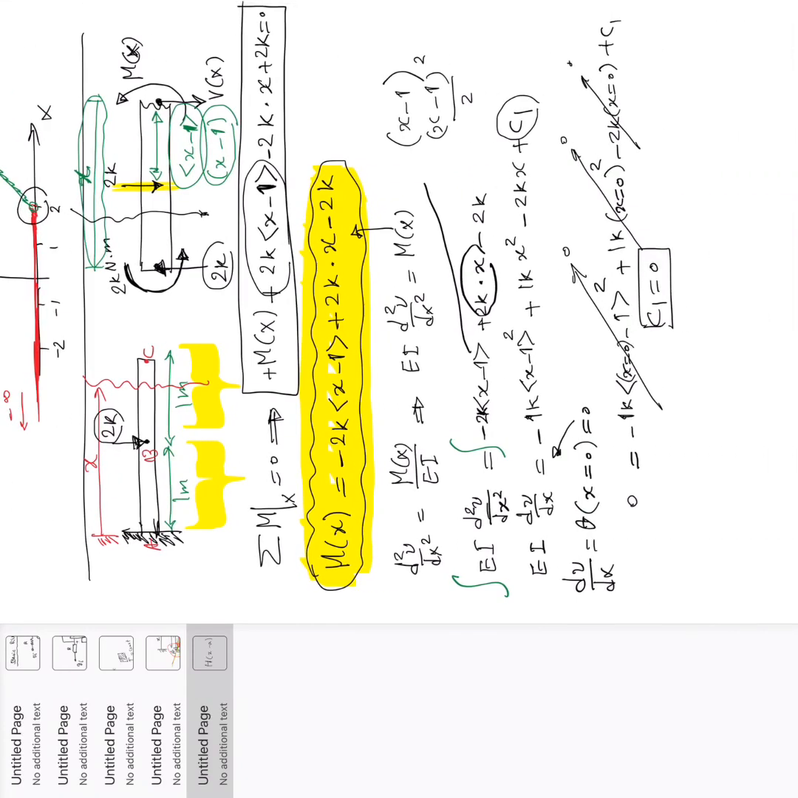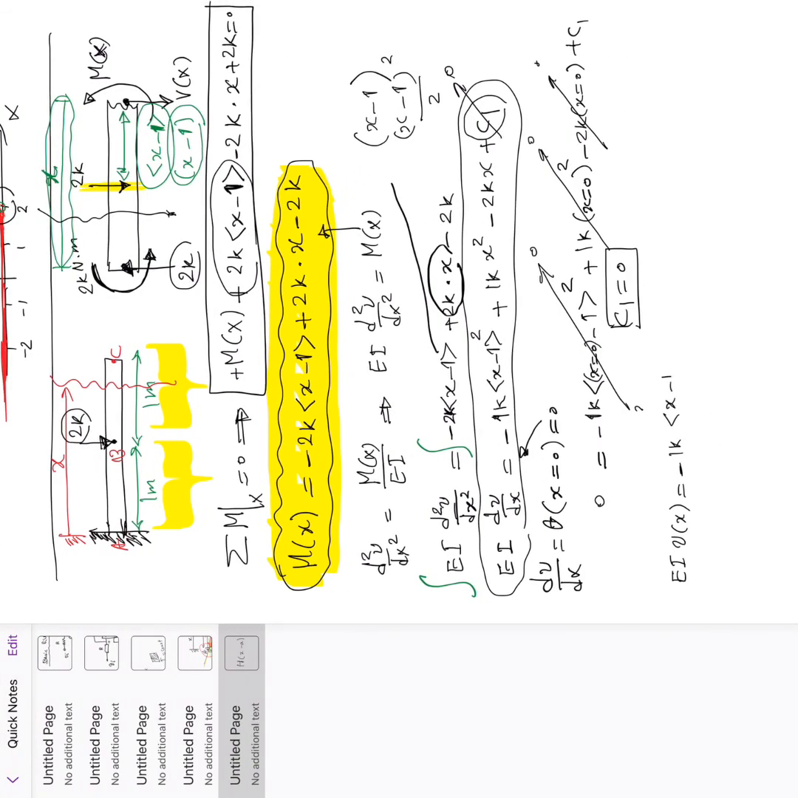Now, let's go ahead and do another integral. If I take another integral of this relation, with c1 equal to 0, the second integral is EI v of x is equal to negative 1k times x minus 1 to the 3 over 3, plus 1k x to the 3 over 3, negative 2k x squared over 2, plus c2.